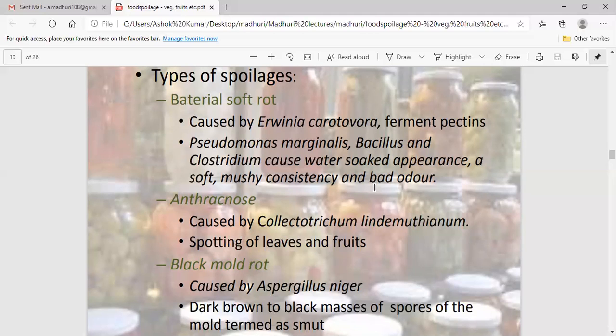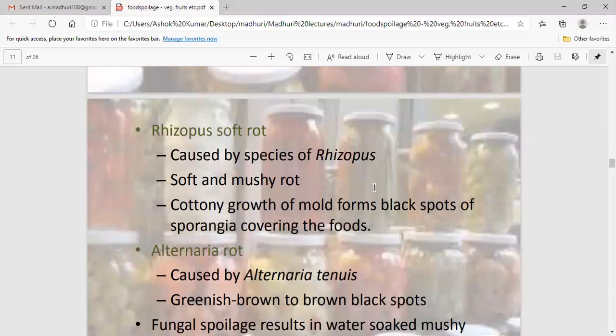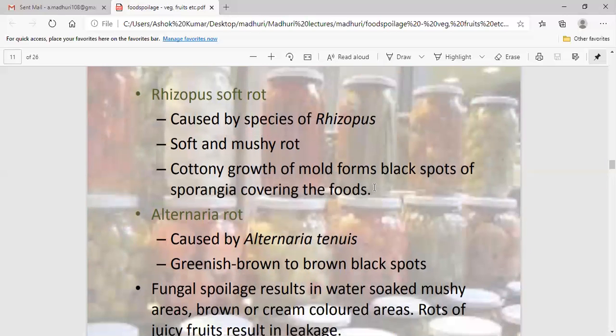And next is black mold rot. It is caused by Aspergillus niger. Here the symptoms are dark brown to black masses of spores of the mold, termed as smut. Means black spots can be seen, which can be called smut. And Rhizopus soft rot. Rhizopus is a fungus. It is caused by species of Rhizopus, and a soft and mushy rot can be seen. Here we can also see cottony growth of mold forming black spots of sporangia covering the food. So when Rhizopus affects the food, we can see black spots of sporangia on the food material.